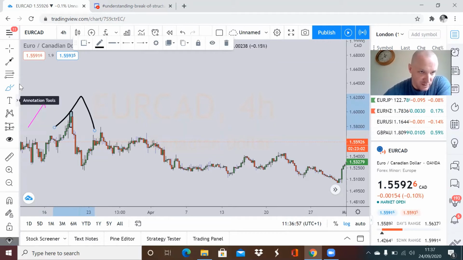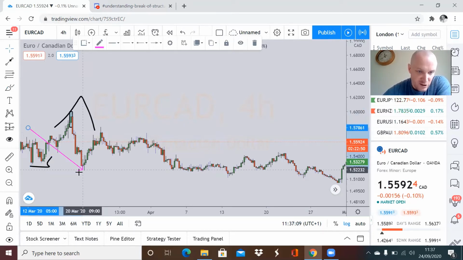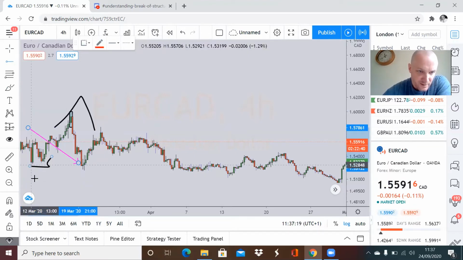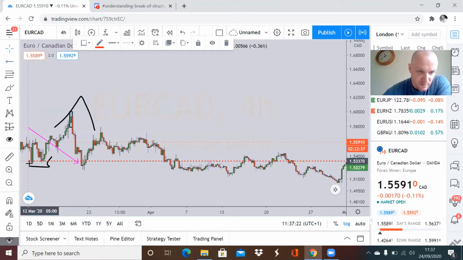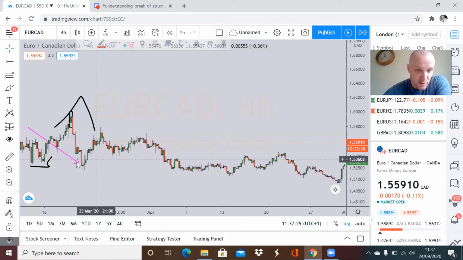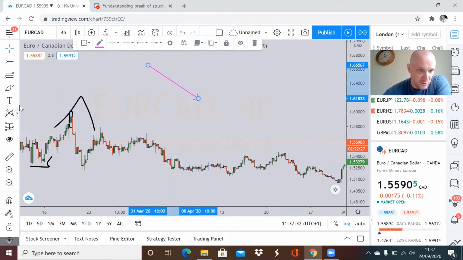Because we're starting to put this all together. Did we get a break of structure from this area here? Okay. You can clearly see this new lower low has certainly broken the structure of that. So if I do a horizontal ray from there, you can see we did clearly break structure, albeit it was a little bit. You can see we broke the structure. So again, just to highlight that for you.